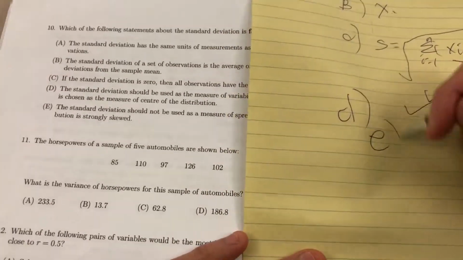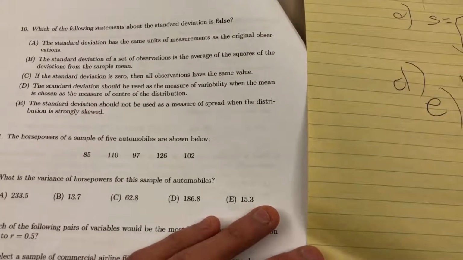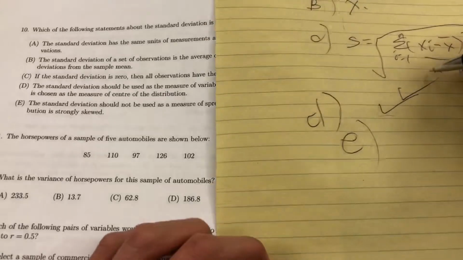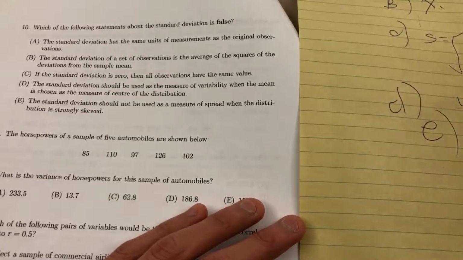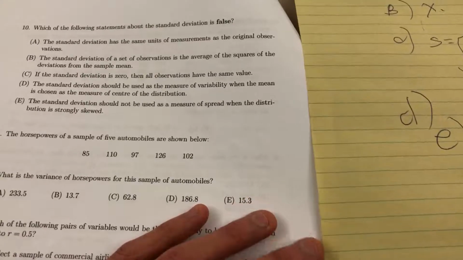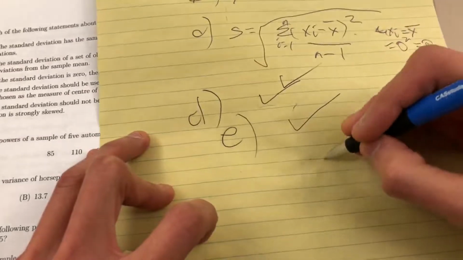And then E, the standard deviation should not be used as a measure of spread when the distribution is strongly skewed. Again, this is true because when it's strongly skewed, x bar is not a reliable measure of central tendency, so we would use the median instead. So the answer choice should be B.